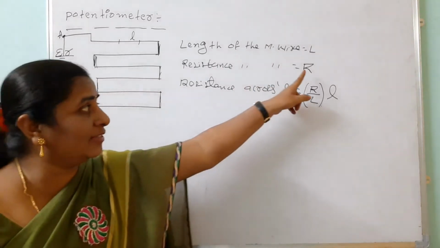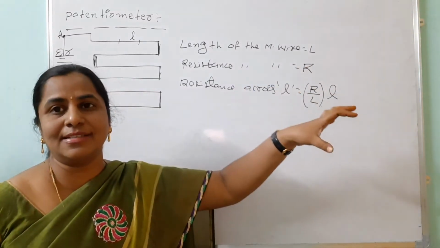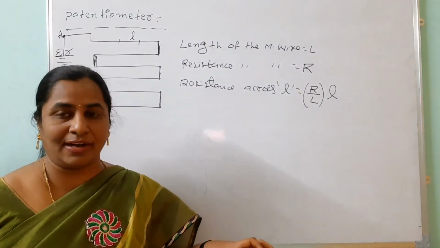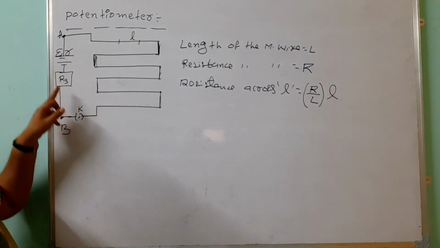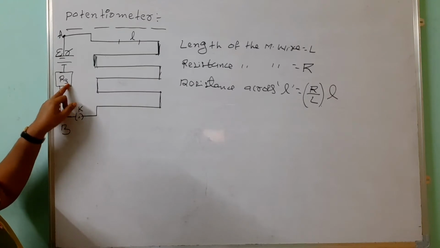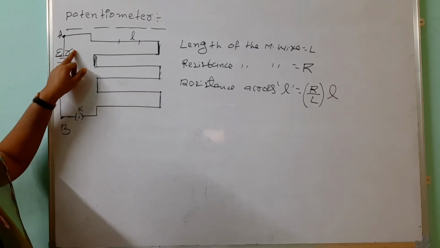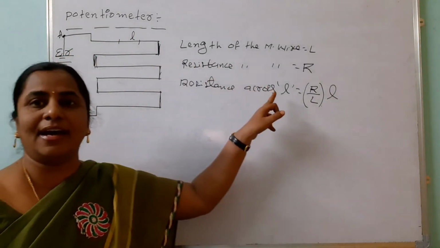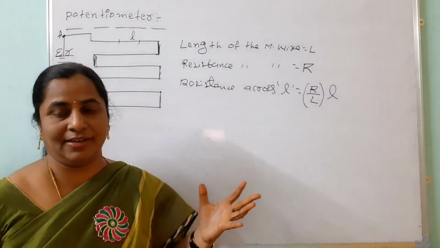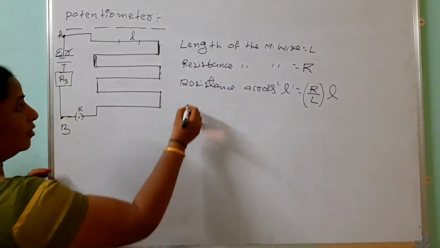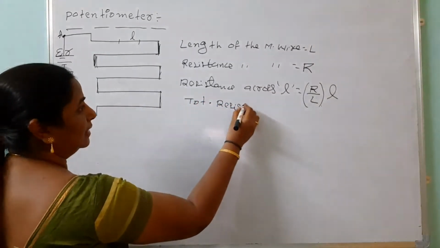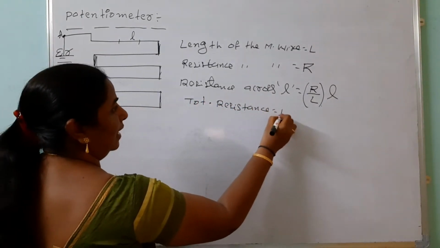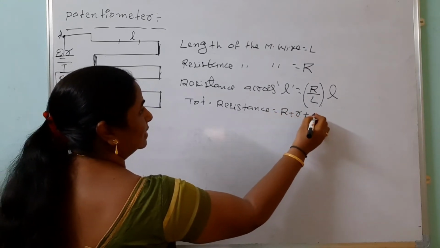The resistance of the wire is R. The internal resistance of the battery is small r. And one more resistance we are connecting in series, which is why we call RS the series resistance. Small r is the internal resistance, and capital R is the resistance of the wire. So what is the total resistance? All are in series combination, so the total resistance equals R plus RS.